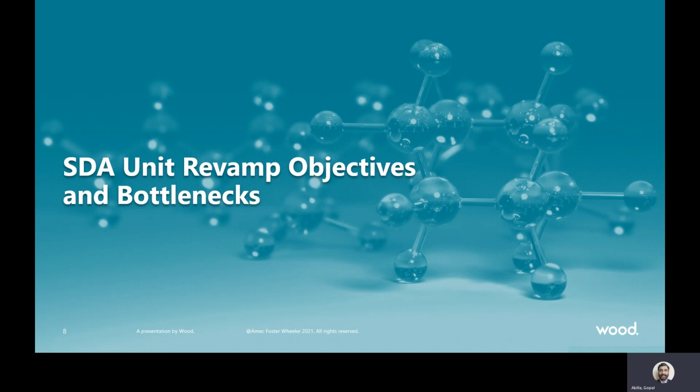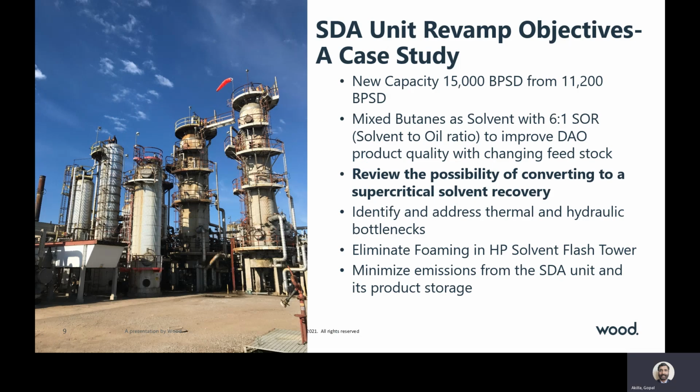Now, SDA unit revamp objectives and bottlenecks. As I explained, this is a case study. The new capacity desired is 15,000 barrels per day from 11,000 barrels per day. Mixed butanes as solvent with 6:1 solvent to oil ratio to improve DO product quality with changing feedstock.